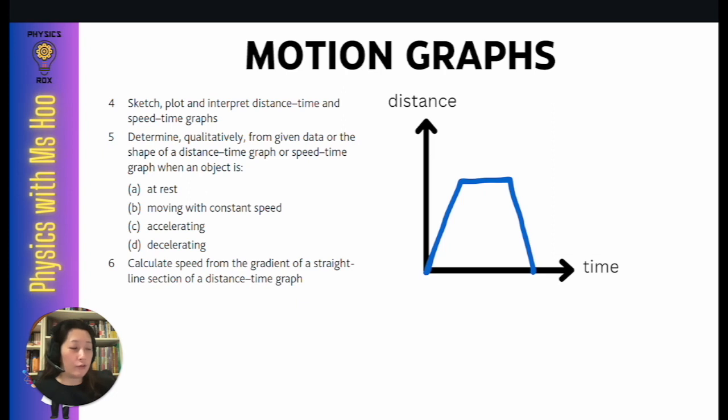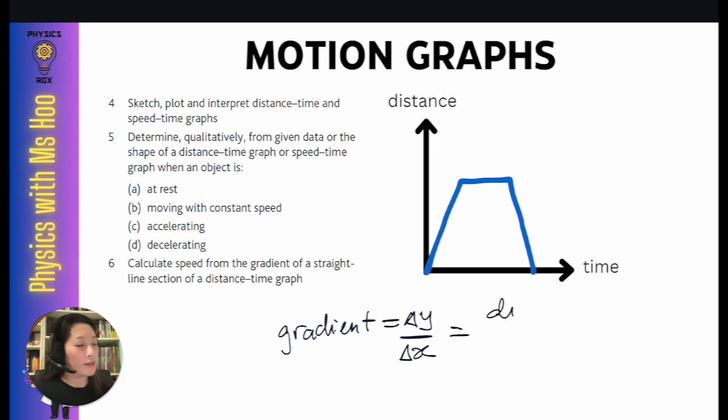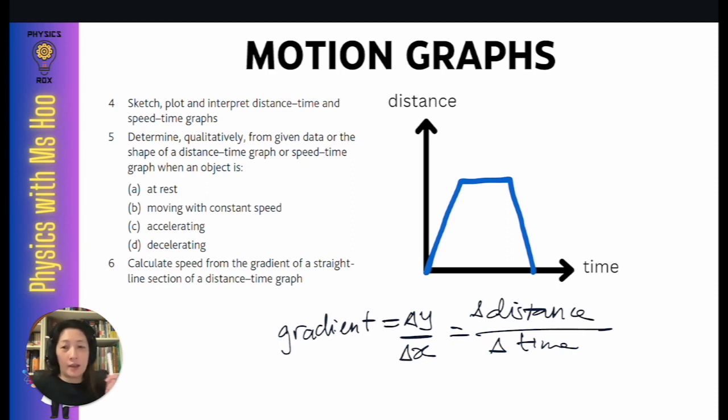Mathematically, you should remember that gradient is the change in y over the change in x. In this graph, y is the distance, so it's a change in distance, and x is time, specifically change in time. So here the gradient of the distance time graph is a change in distance over the change in time. If you recall what we've just looked at in the previous slide, speed is distance over time. That's why the gradient is equal to the speed.